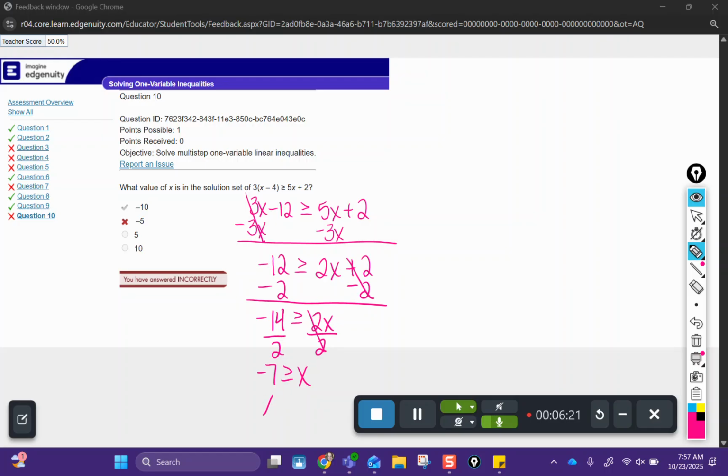Again, I like to rewrite that. Students have trouble reading that when it's backwards, I guess, or when the variable's not on the left. But this says that x is less than or equal to negative 7. So we're talking about all the values that are less than or equal to negative 7. Those are the ones that will solve the inequality and give us a true statement. So the only value here that's less than or equal to negative 7 is negative 10.